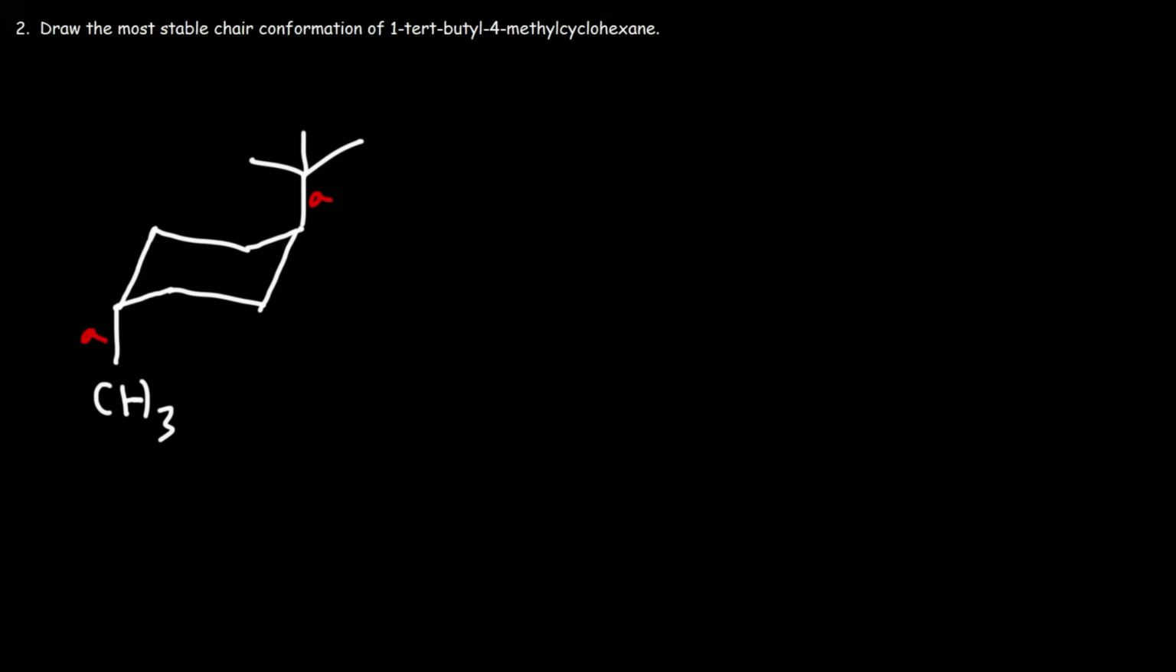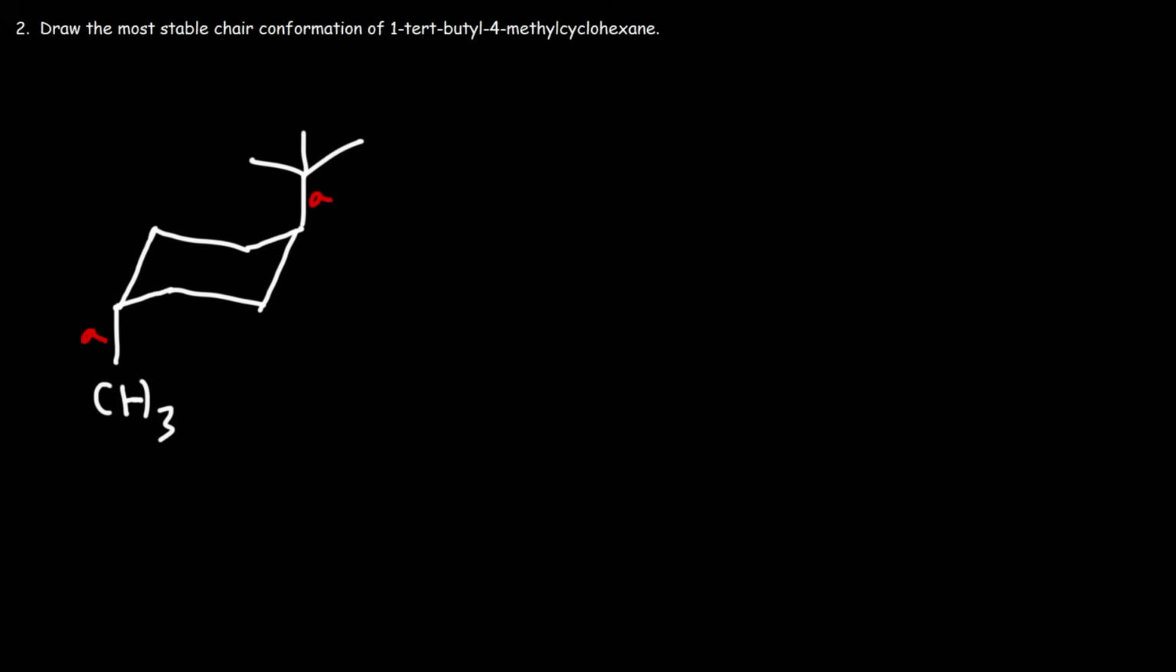Now what about this example problem? Draw the most stable chair conformation of 1-tert-butyl 4-methylcyclohexane. So let's begin by drawing the chair conformation. So let's put the tert-butyl group on carbon 1. So that's our tert-butyl group. And let's put the methyl group on carbon 4. So this is one way in which we can draw 1-tert-butyl 4-methylcyclohexane. This is in the axial position, and this is in the axial position.